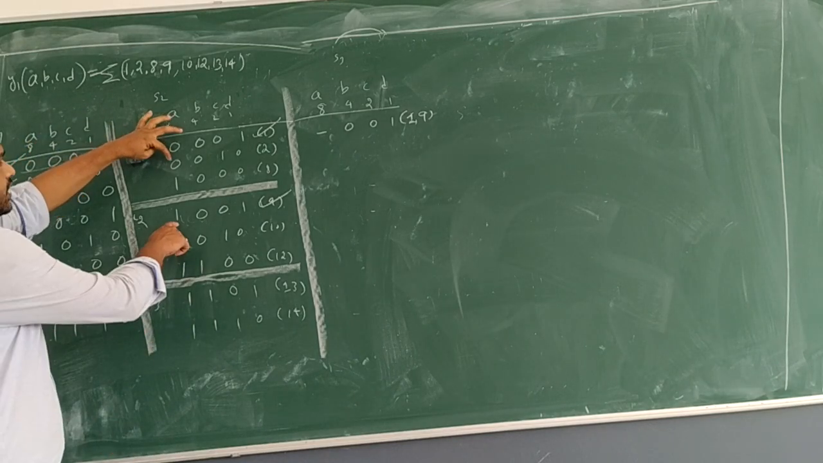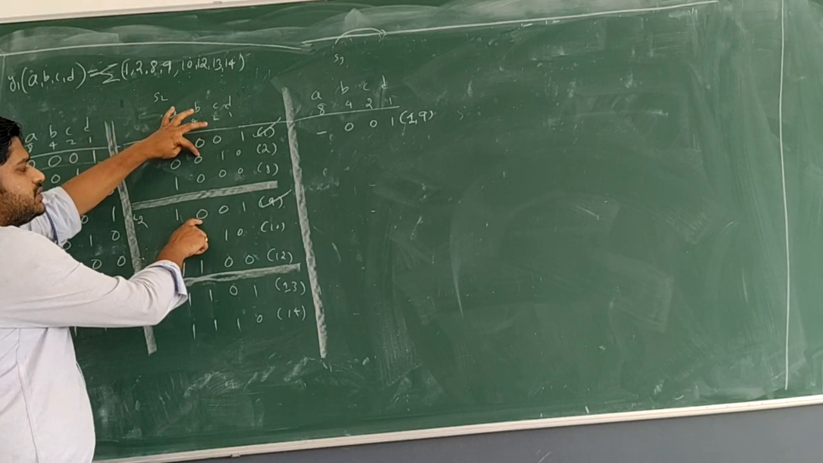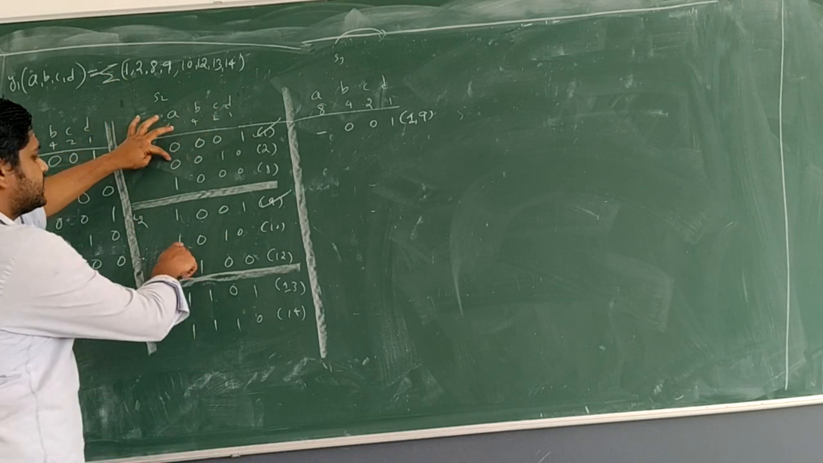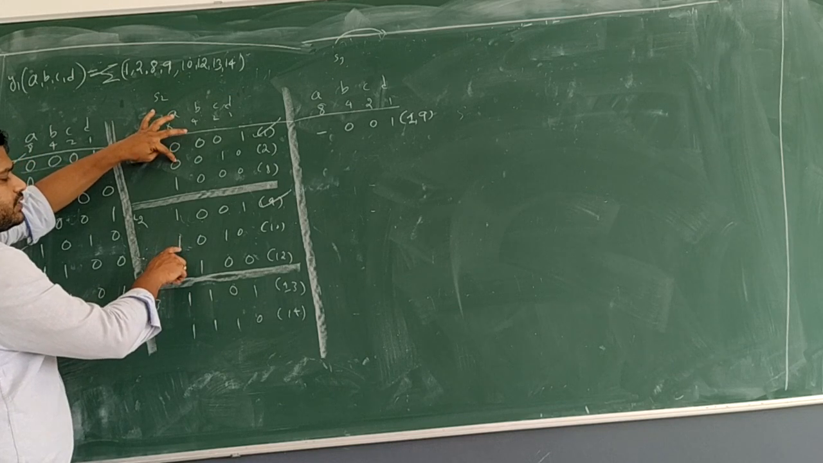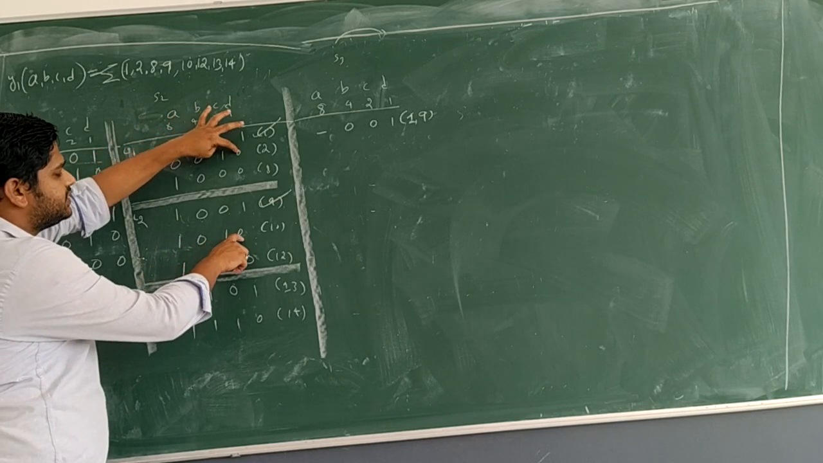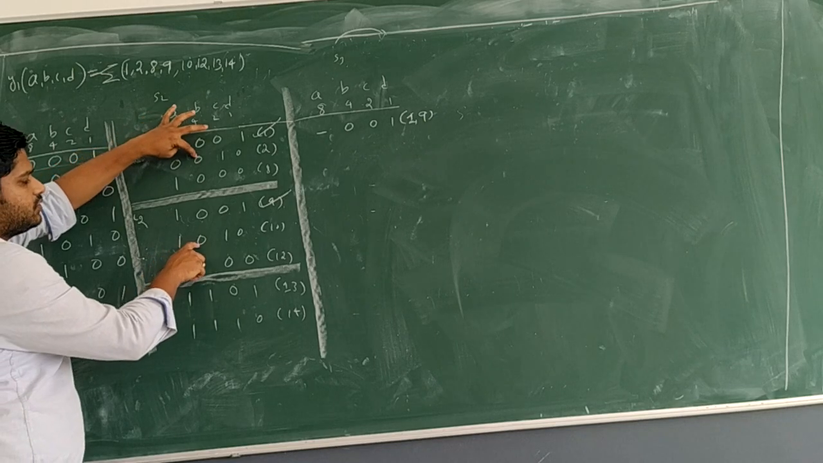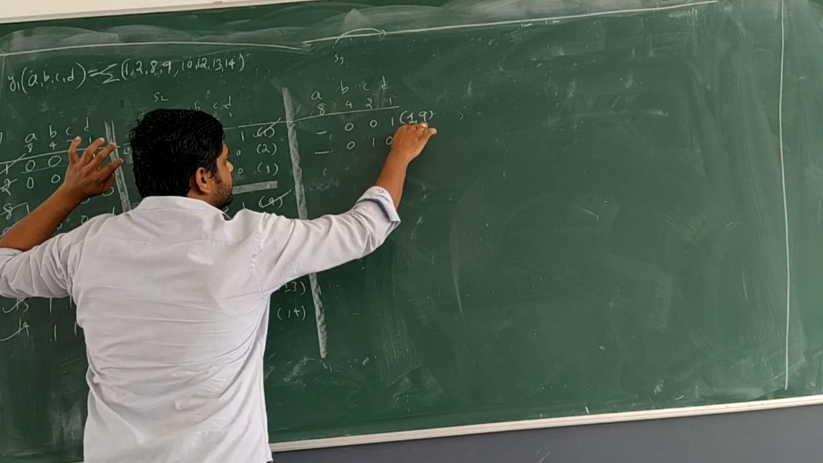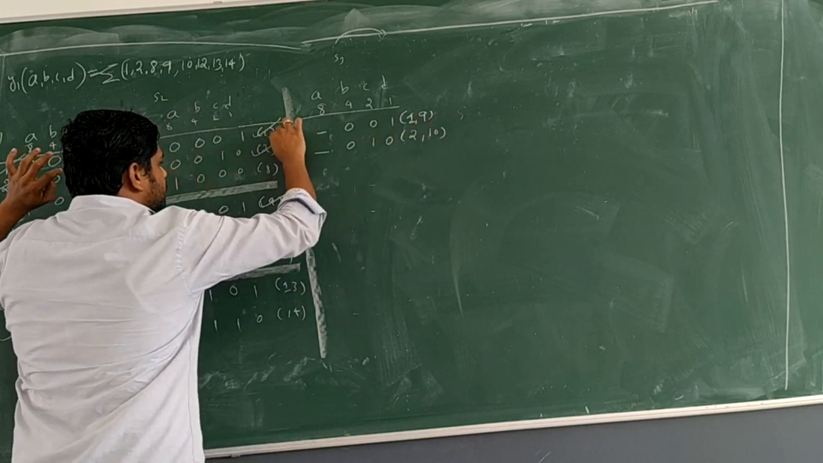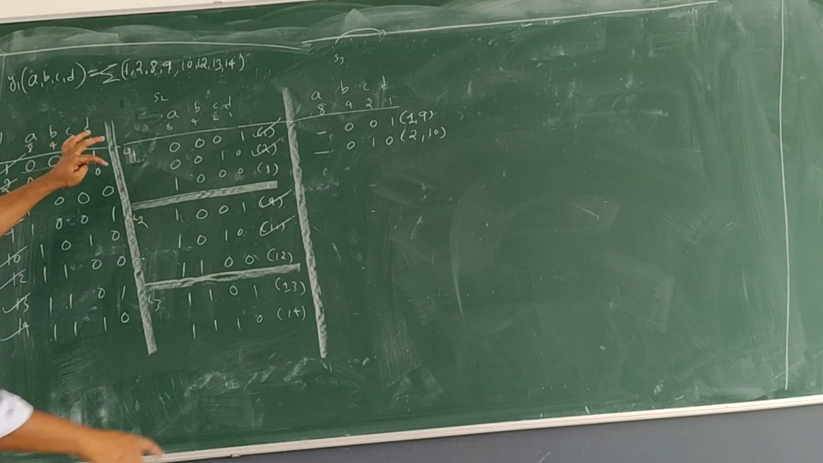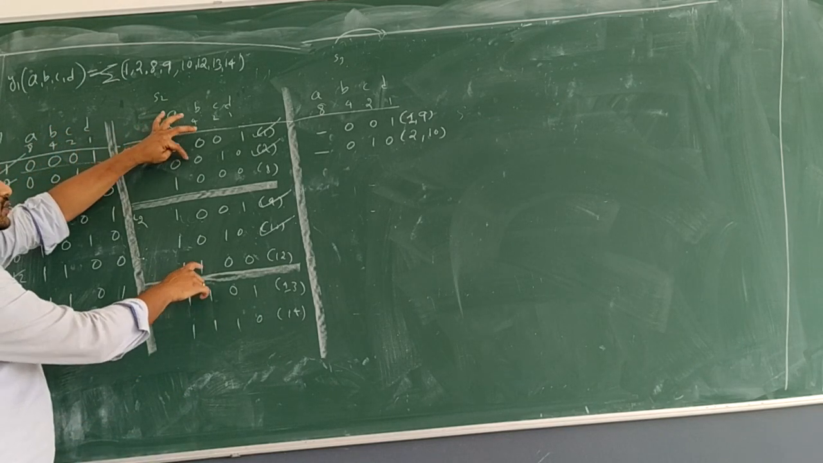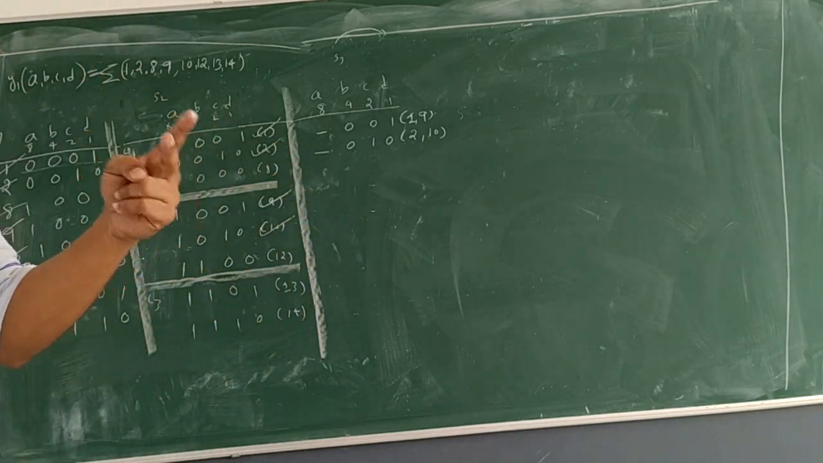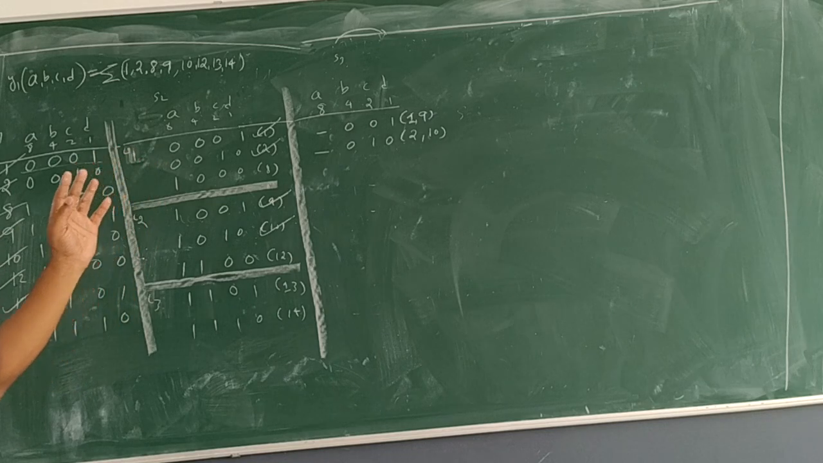Next, 2 with 9: A different, B same, C different. We have got two differences, so negative. 2 with 10: A different, B same, C same, D same. Hence hyphen 0, 1, 0. That is the group 2 and 10. Then 2 with 12: A different, B different, C also different. So totally we got 3 differences. As soon as we get 2 or more differences, we will cancel.